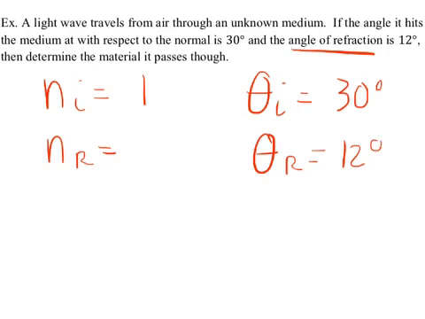And now, if we can find the index of refraction of the material, we can then go to our table and see which one it correlates to. So if we can find NR, that's the N value of the new medium, and we can look at the table and see what it correlates with. Okay? Go ahead and solve for NR on your own, using your formula, please.